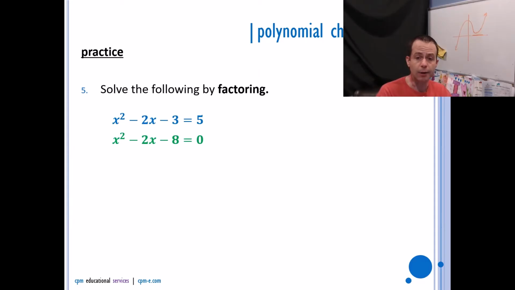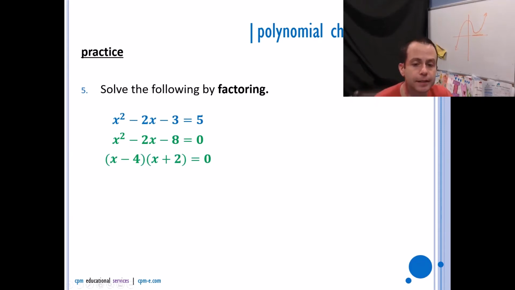Okay, so now I'm looking for two numbers that multiply together to give you -8 and add together to give you -2. Those numbers are -6 and 4. Sorry, those numbers are -4 and 2. 6 times 4 is 24. I don't know what I was thinking there. So those numbers are -4 and 2.